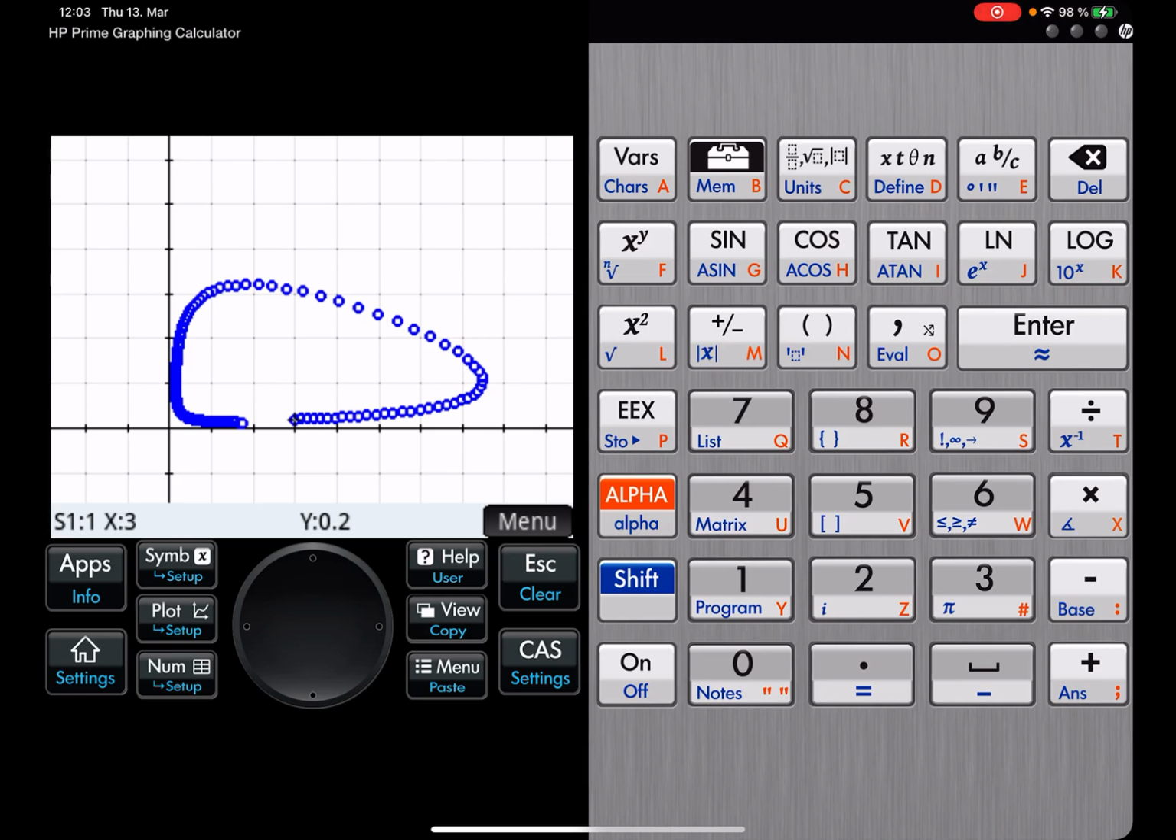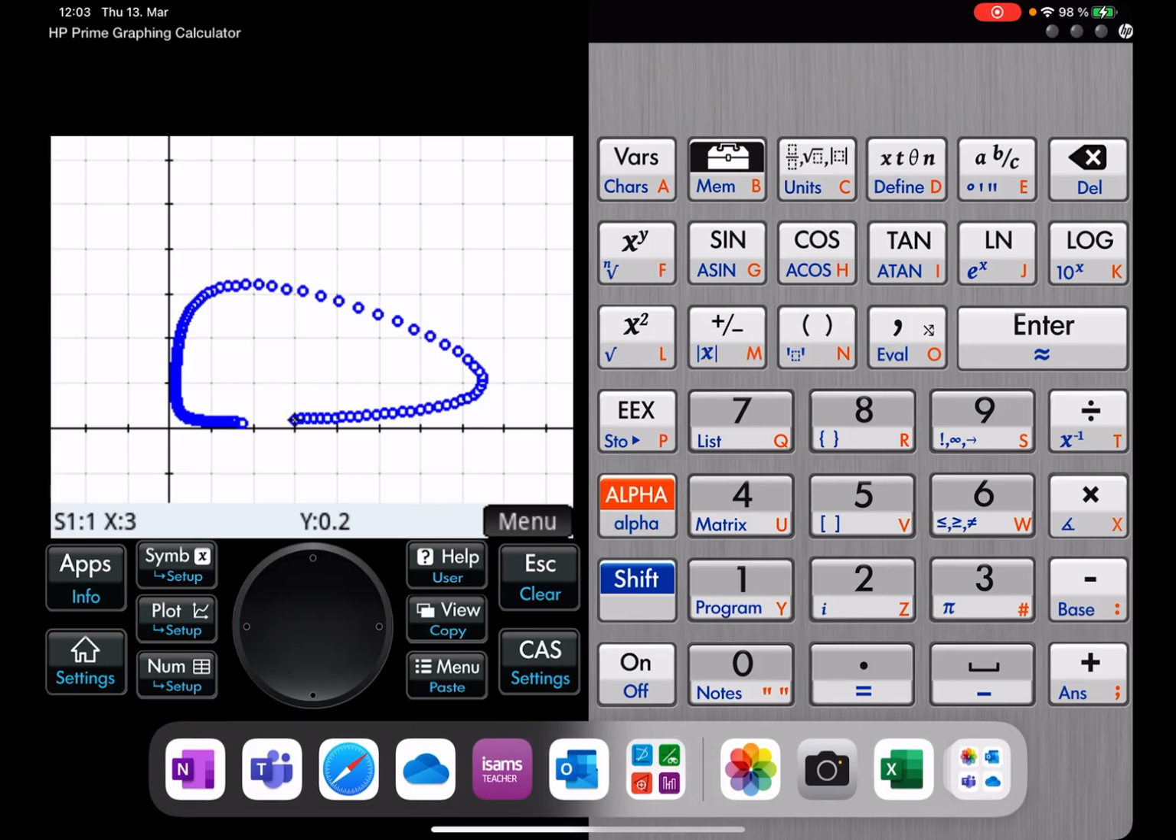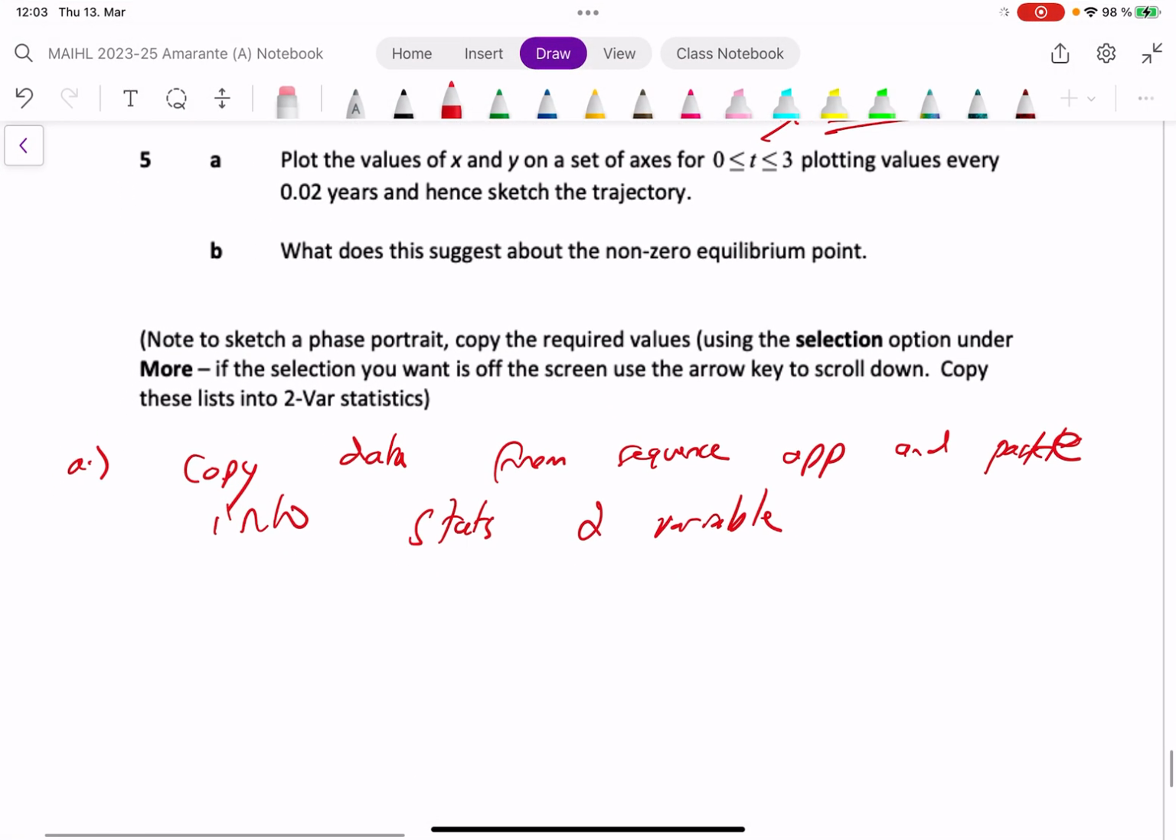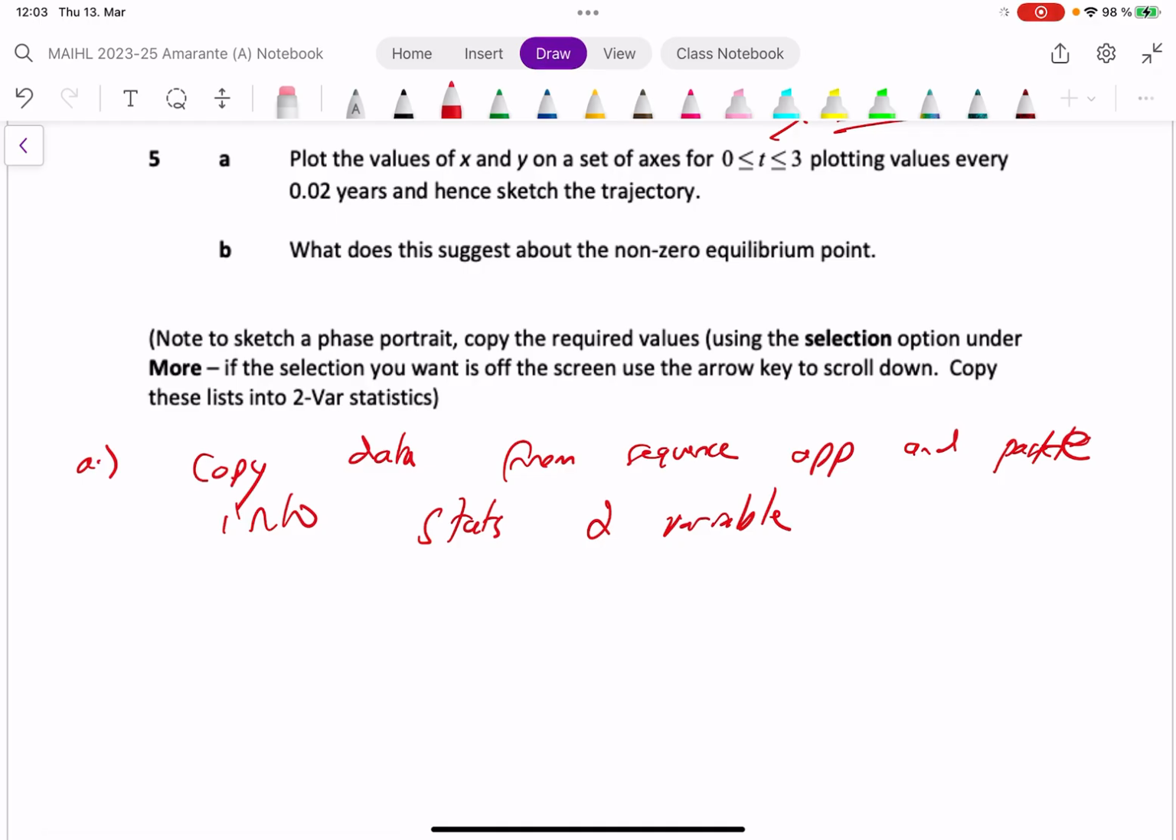We can kind of look at this data, and we'll come back to this graph in a minute. We don't necessarily need to sketch it. You won't really be asked to sketch it in an exam. But it says, what does this suggest about the non-zero equilibrium point?